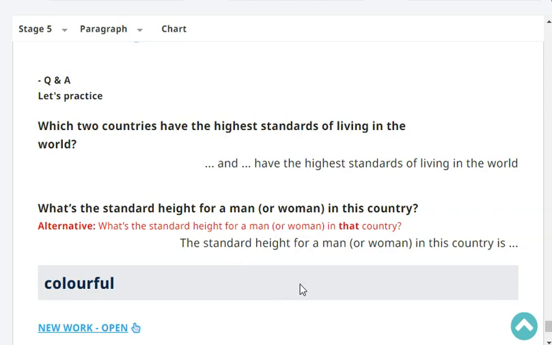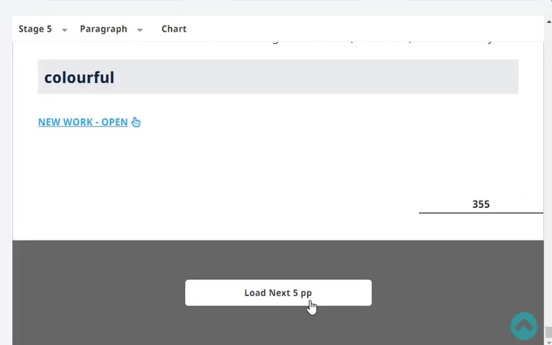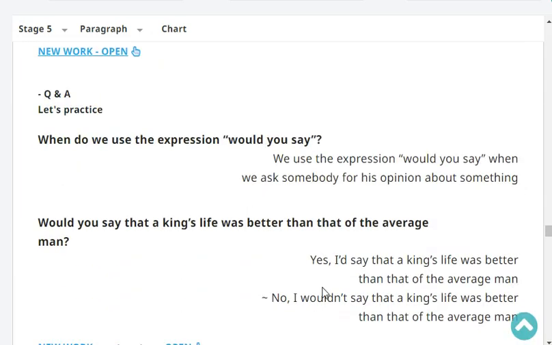Right. What's the standard height for a woman in your country? The standard height for a woman in my country is 160 centimeters. Very good. Okay.